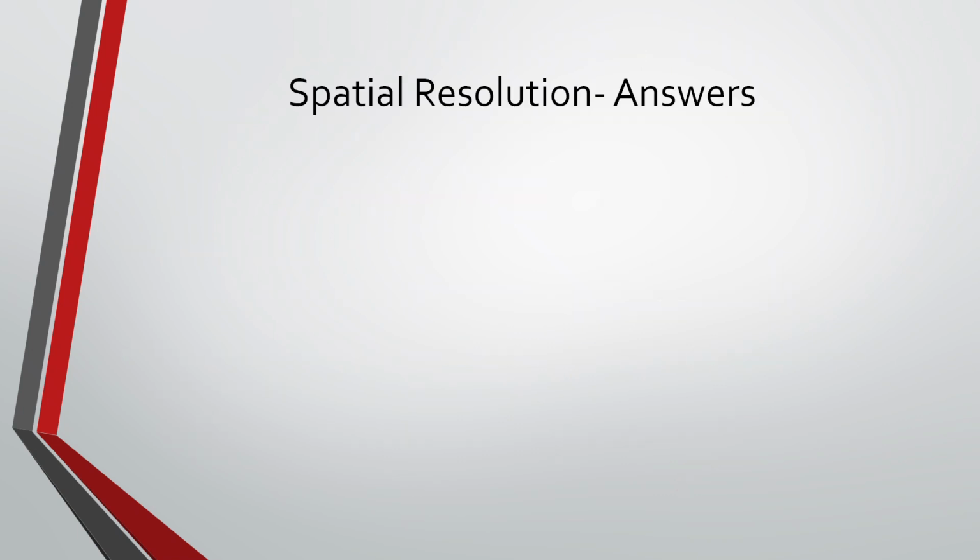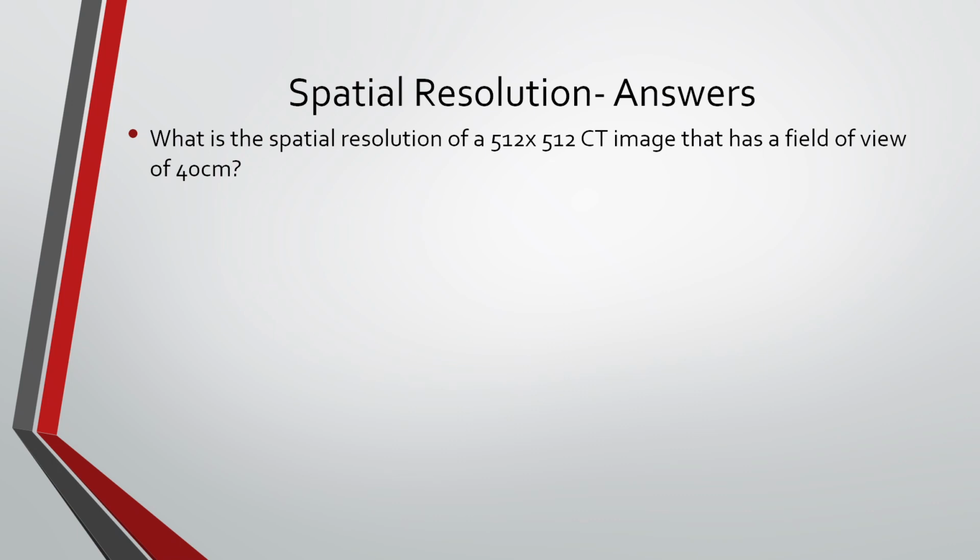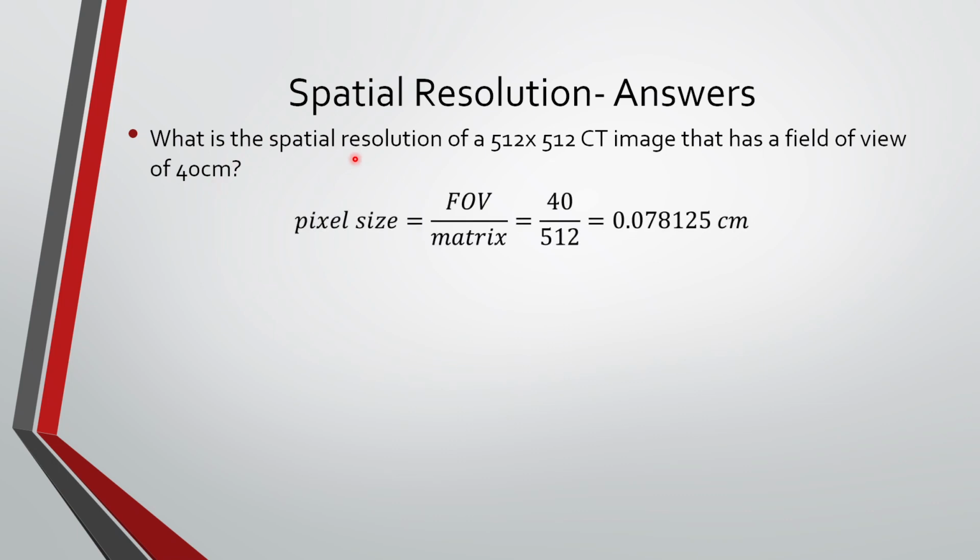The next question was, what is the spatial resolution of a 512 by 512 CT image, which is the common matrix in CT, that has a field of view of 40 centimeters? So one of the first things is that this is in centimeters. We need millimeters for spatial resolution, line pairs per millimeter. But we also need to find the pixel size. So we have the field of view, which is 40 centimeters here, and we have the matrix. So we'll go ahead and find the pixel size.